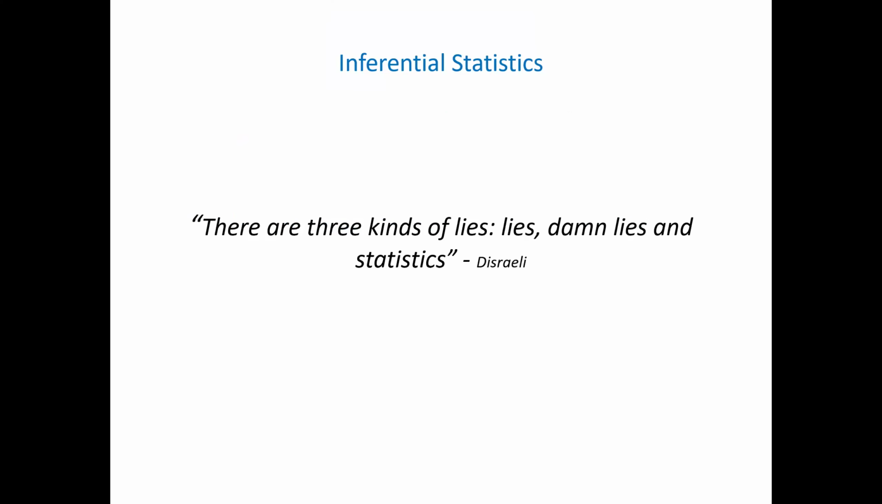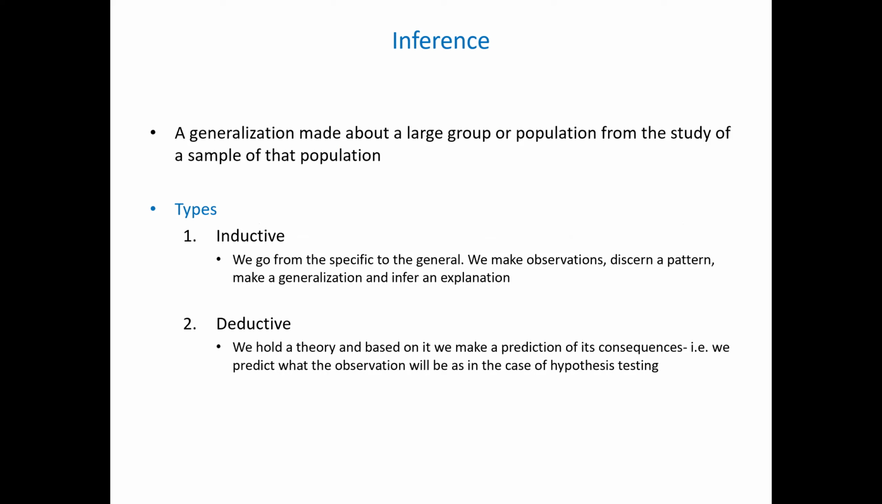There are three kinds of lies: lies, damned lies, and statistics. That's what Disraeli, the former UK Prime Minister, had to say. So people can tell lies with statistics, and it's because when you don't know your descriptive and inferential statistics very well, you tell lies. So let's talk about the meaning of inference, because that's where inferential comes from.